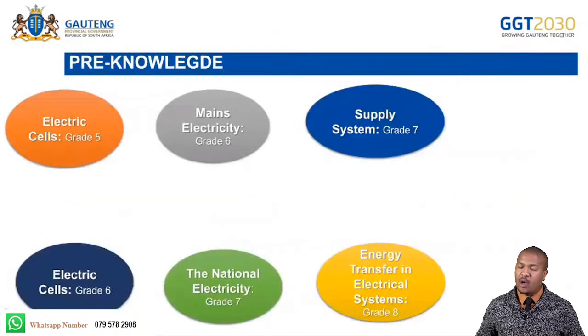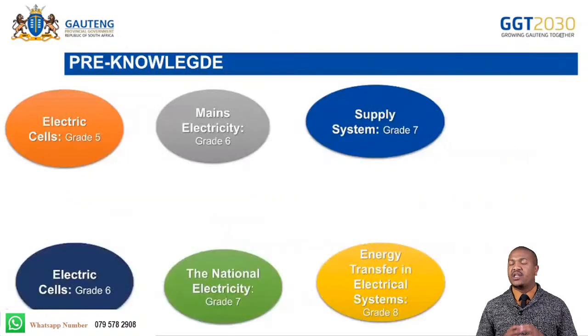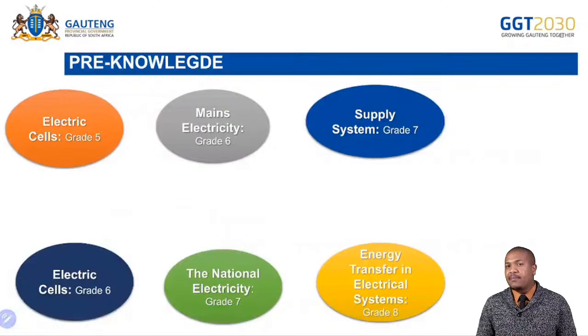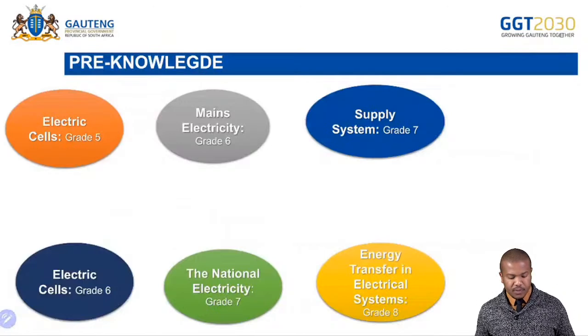Now, moving on to our pre-knowledge, which are the things that we have covered in the previous grades and also probably the same grade, and they lay a foundation to today's topic. In grade 5, we talked about electric cells. We introduced the topic of electric cells. Then electric cells were revisited in grade 6, and we also did electric cells in grade 9 as well.